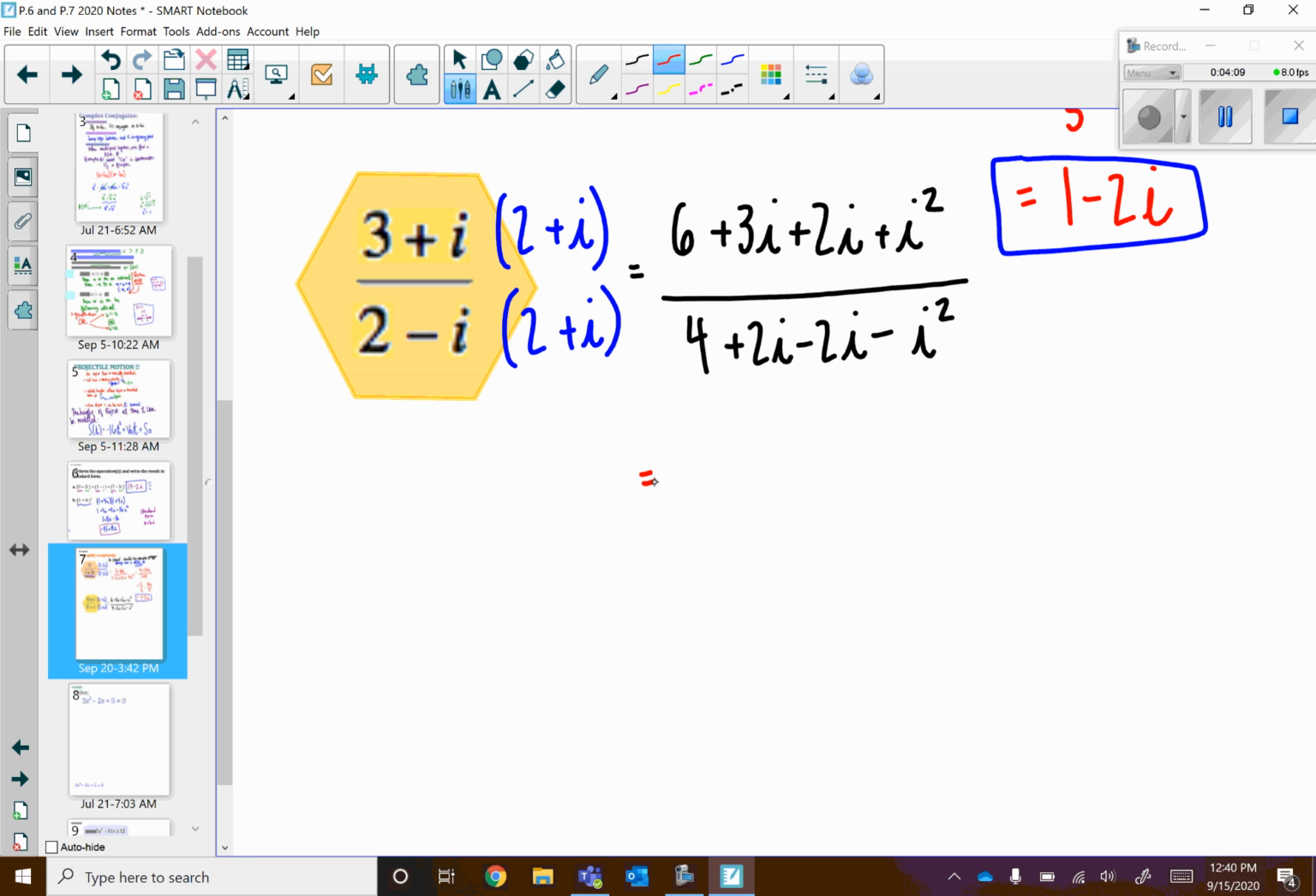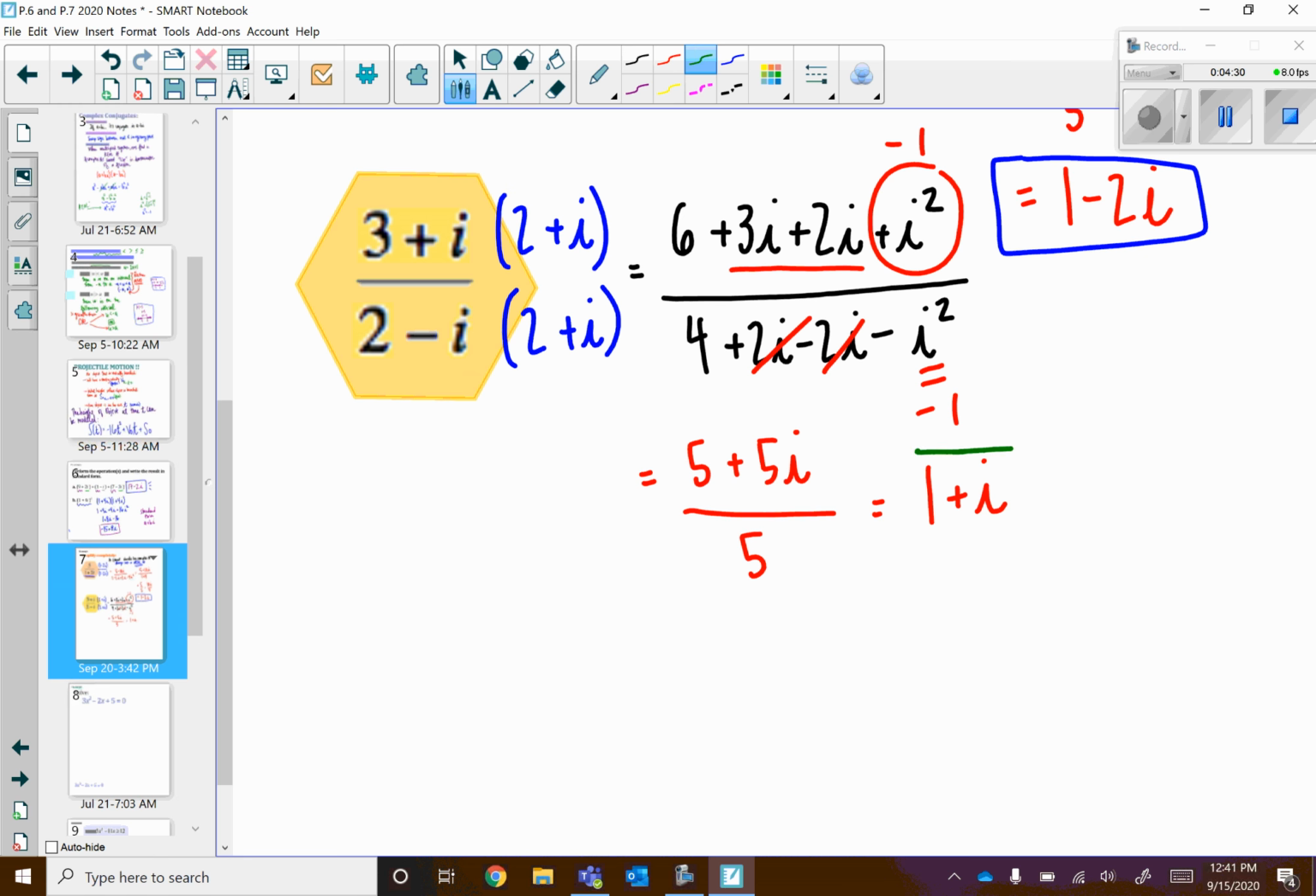So then it would be plus 2i minus 2i minus i squared. All right. These become a 5i. This is really minus 1, so I have 5 plus 5i. All over, these guys cancel. This is a minus 1, so we really have a 5 down there. And this makes it 1 plus i.